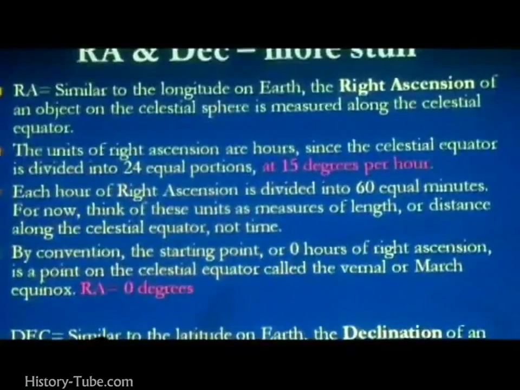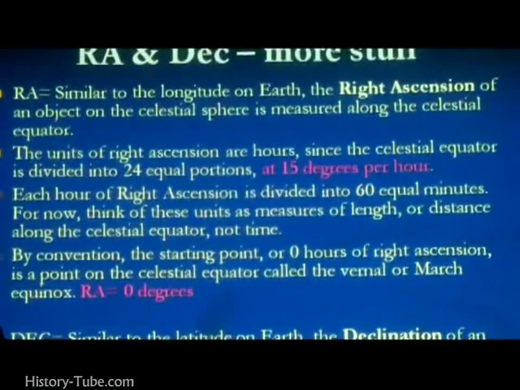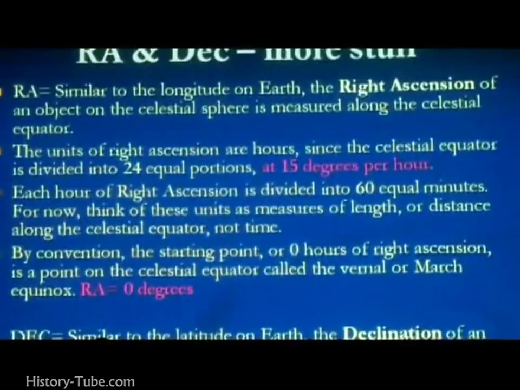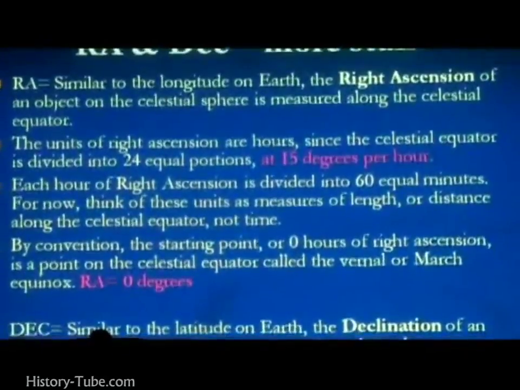By convention, the starting point, or 0 hours of right ascension, is a point on the celestial equator called the vernal or March equinox, where right ascension equals 0 degrees. There are two times a year that we have an equinox. One of them is called the March equinox, and the other one is called the autumnal equinox.